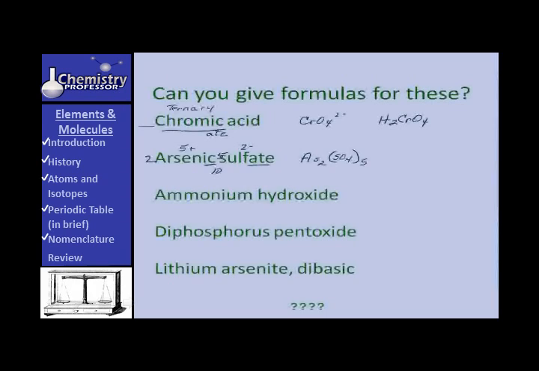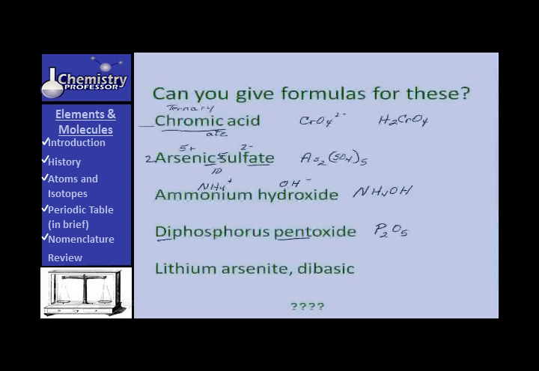Arsenic sulfate. Now let's look at this next one, ammonium hydroxide. This is a radical NH4. And do you recall that NH4 is a +1 charge? And hydroxide is another polyatomic ion, and it's a -1. Oh, it's very simple then. NH4OH. Diphosphorus pentoxide. Look at these prefixes. Di here and pent here tells us it's 2 nonmetals. It is P2O5.